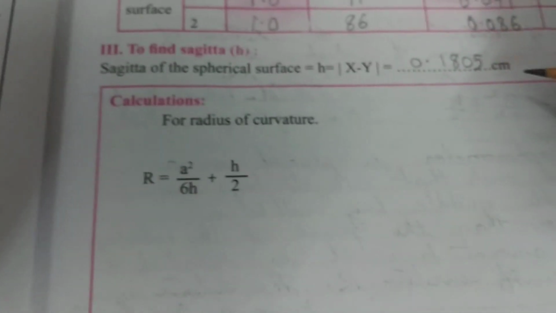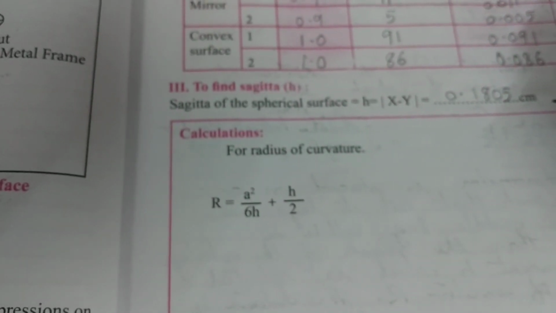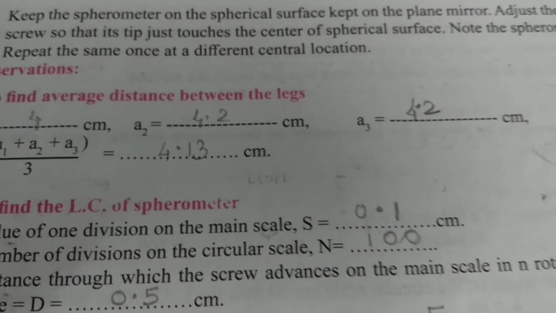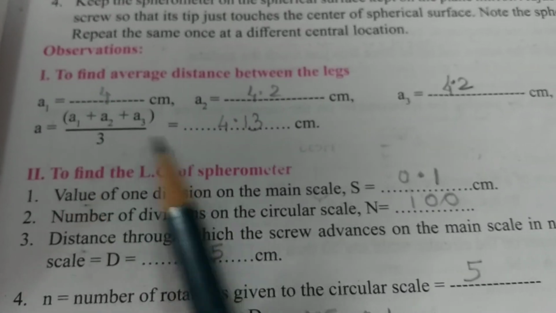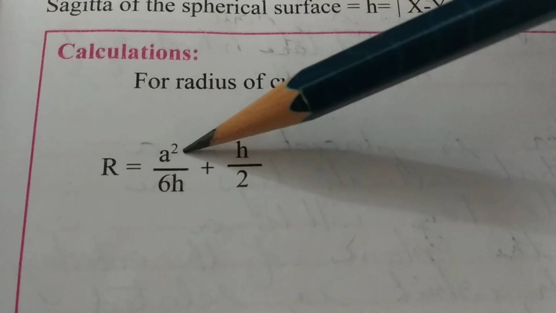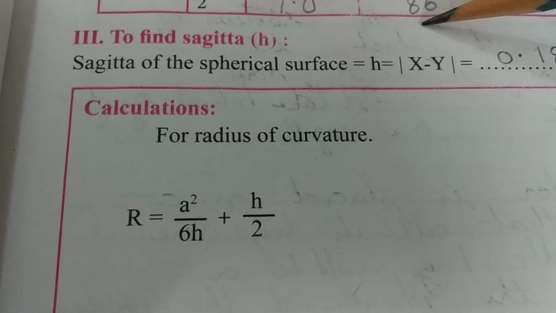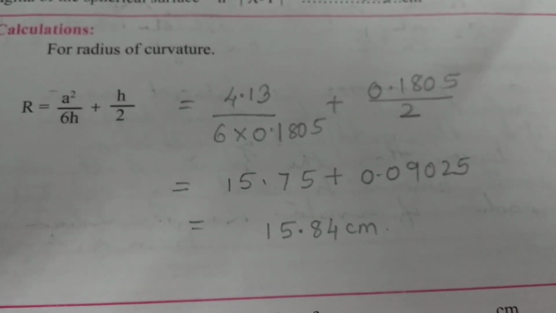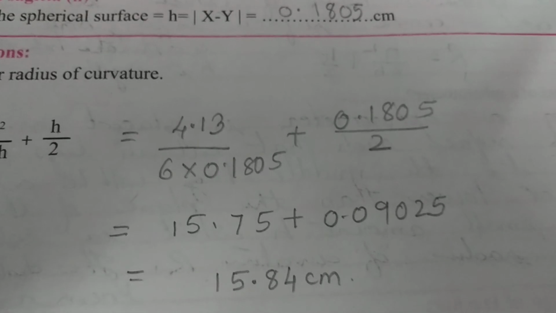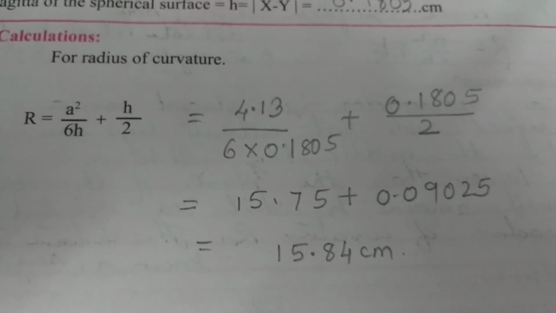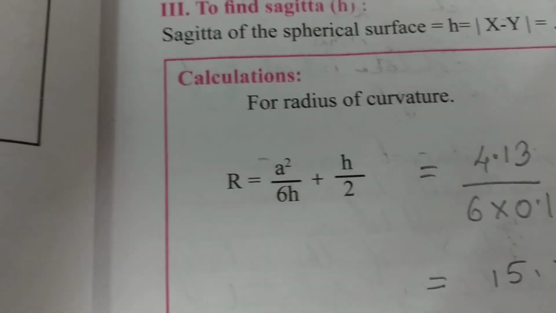Now we have got the radius of curvature formula. R, the radius of curvature, is equal to a square upon 6h plus h upon 2. A square is this a square, where we had found the mean a between the fixed legs. So we will put that a value, and h is nothing but the sagitta. So let's write it down. So we substitute it in the formula and we get it somewhere around 15.84 centimeter. That's the radius of curvature of this surface.